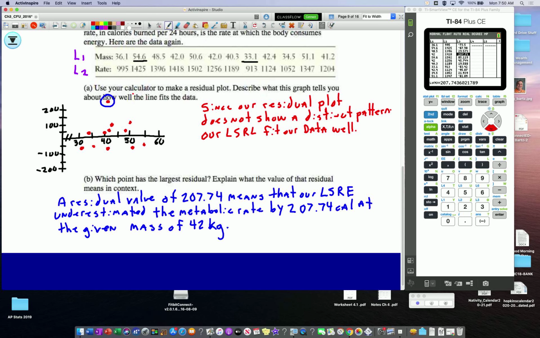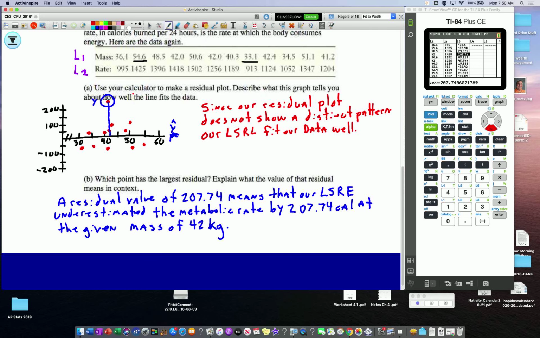All right, so remember what this does is this gives us that distance from the observed to the predicted. This is your predicted y. This distance is kind of like saying where my observed y was. Well, my predicted y was way off. It was 207 calories off. So that was the one point that was the worst case scenario, while the rest of them were pretty darn good. We're all within 100 calories, which is actually pretty darn good.